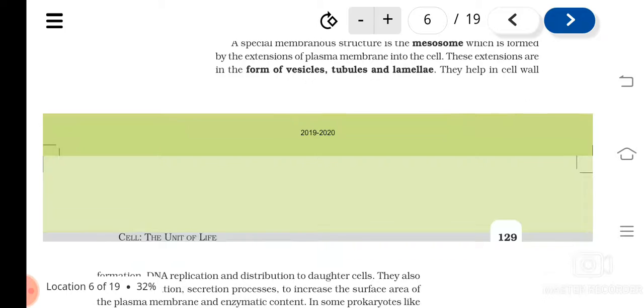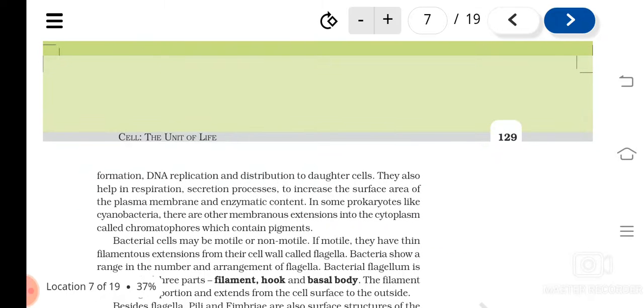They help in cell wall formation, DNA replication, and distribution to the daughter cells. Then respiration, the secretion process, and it increases the surface area of the plasma membrane. Like this, they help the bacteria, or the prokaryotic cell, to do different functions.